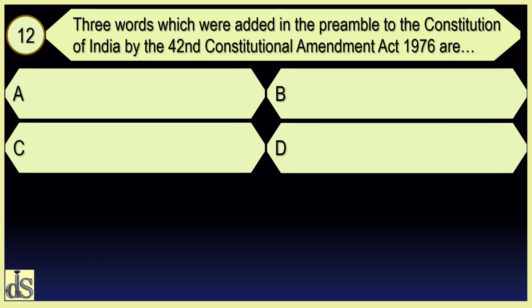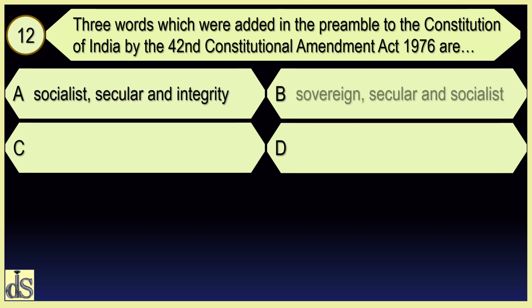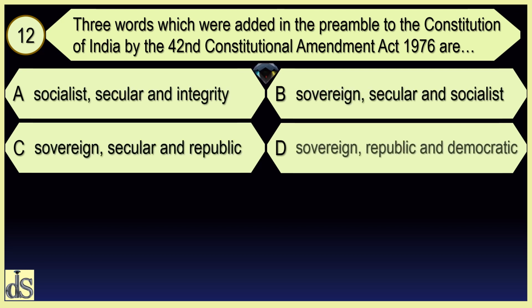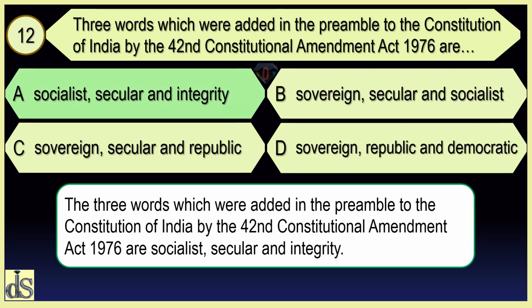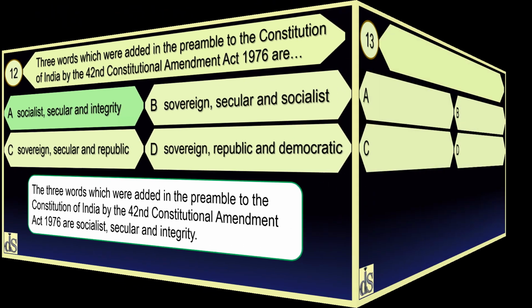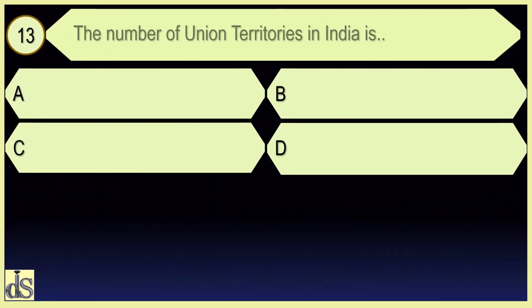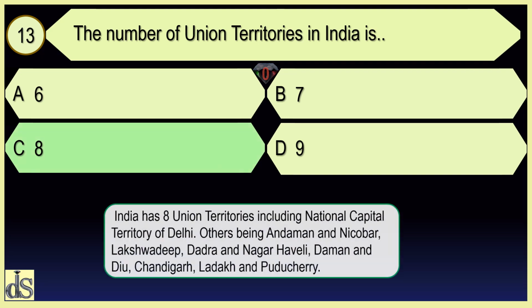Three words which are added in the preamble of the Constitution of India by the 42nd Constitutional Amendment Act 1976 are socialist, secular, and integrity. The number of union territories in India is 8.